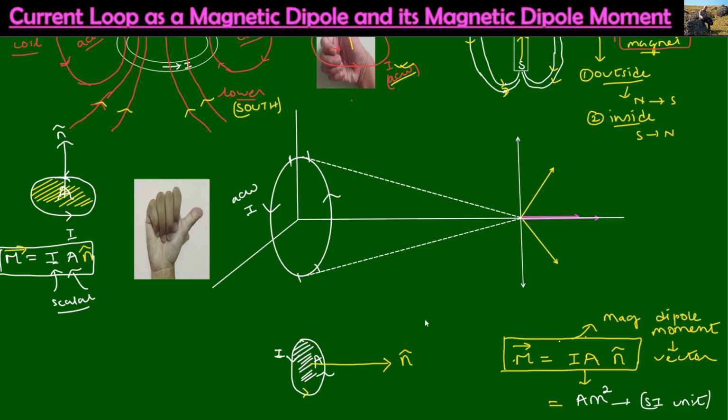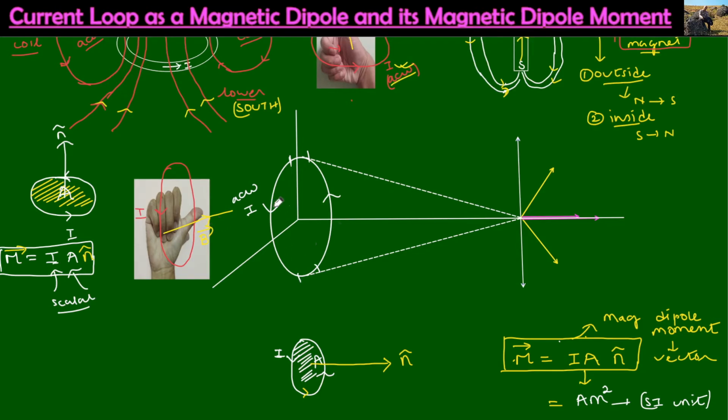So the right hand thumb rule: the direction of the curl of the fingers, the direction in which all the fingers are pointing, gives us the direction of the movement of current. And the thumb, since it is pointing outwards, will indicate the direction of our magnetic field B.